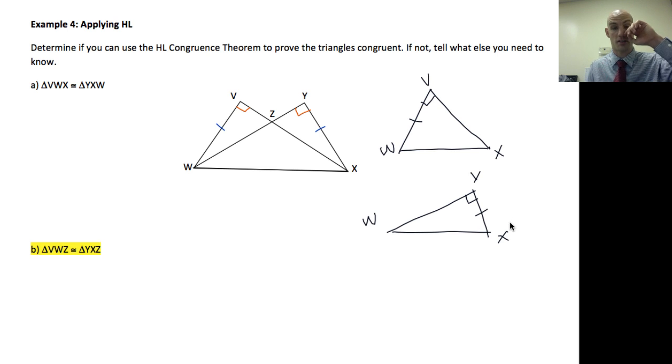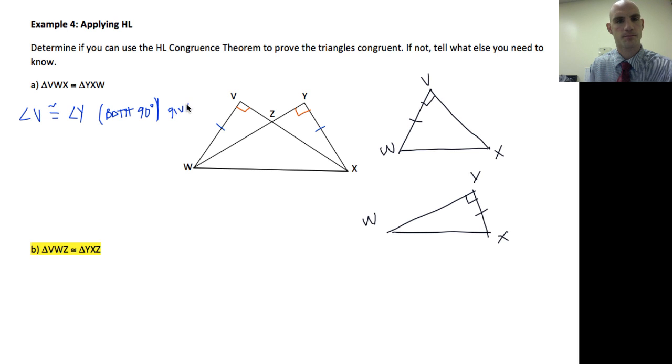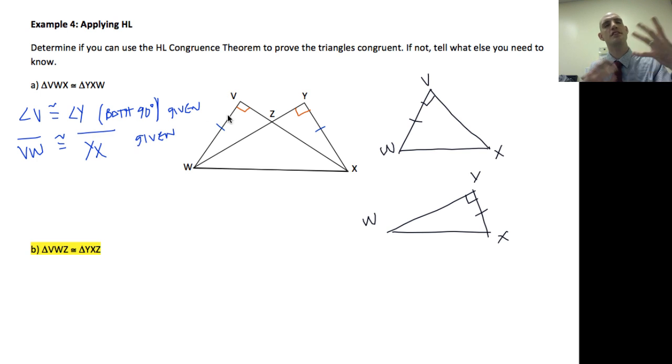Now my picture doesn't really give it justice, but let's look here for a second. I've got two triangles here, and I'm trying to use hypotenuse leg. So I know I'm going to need a 90-degree angle, which I have in each of them. I know I'm going to need the leg, which I have in each of them. Then I need to talk about the hypotenuse. So let me do a couple little proof statements here. I'm going to say angle V is congruent to angle Y, and I'm going to say both 90. And that's given, because that proves my 90-degree angle. So then I'm also going to say that side VW is congruent to side YX. That's given.